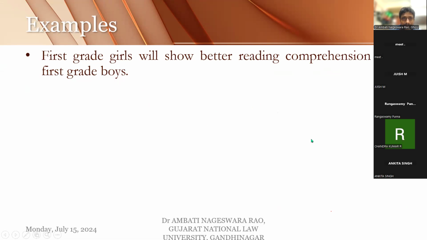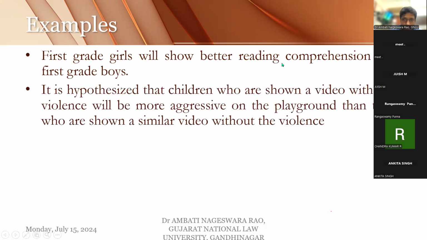First grade girls will show better reading comprehension than first grade boys. Reading comprehension is a variable. Okay, one variable. Next one: girls and boys, that is gender. So gender is another variable. Which is the independent variable and which is the dependent variable here? Gender is independent. Okay. Reading comprehension is the dependent variable.